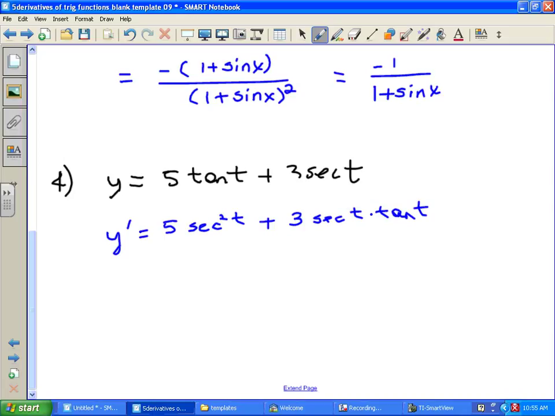Okay, did we all get this result? Derivative of tangent is secant squared, right? And derivative of secant is secant times tangent. And because it's a constant multiple, those multiples remain there.